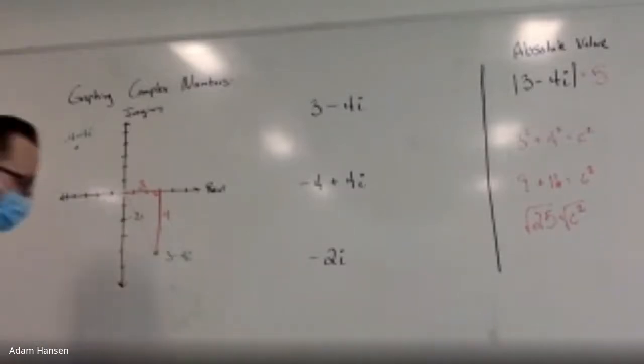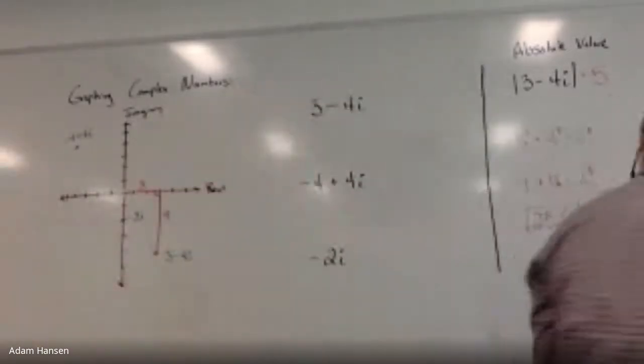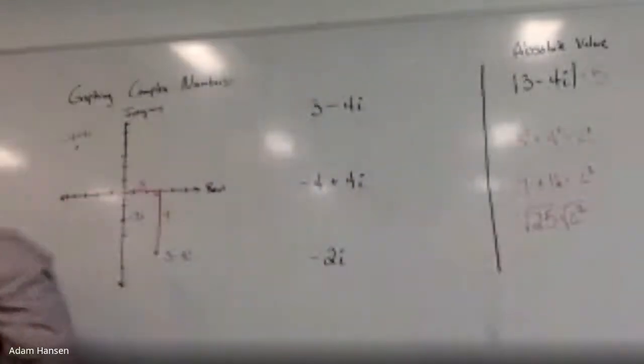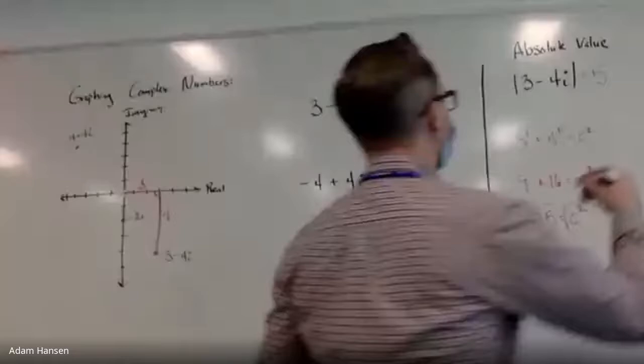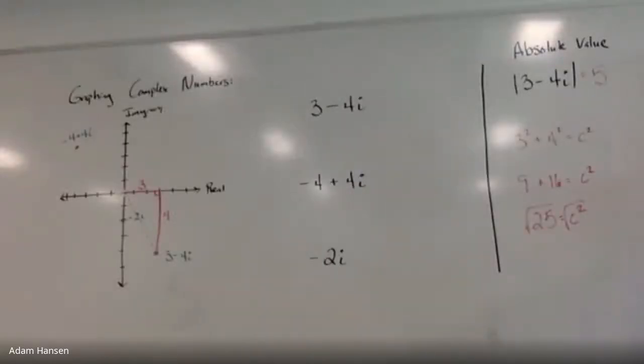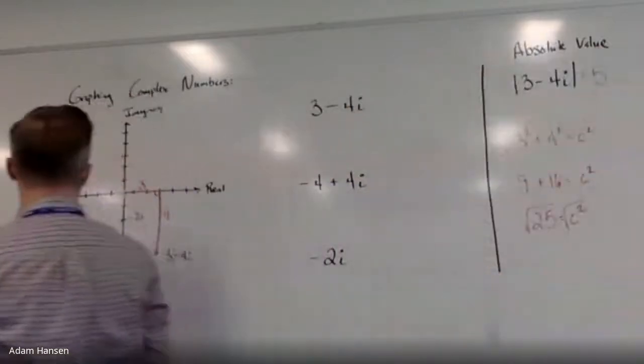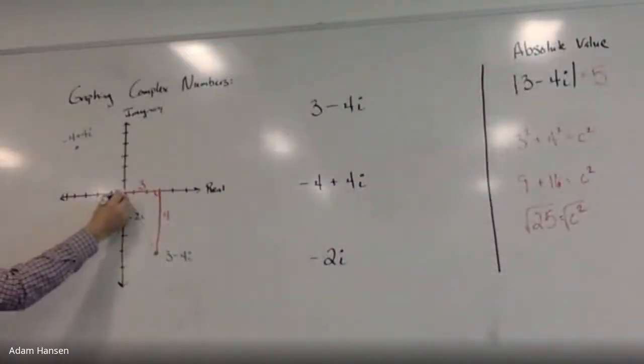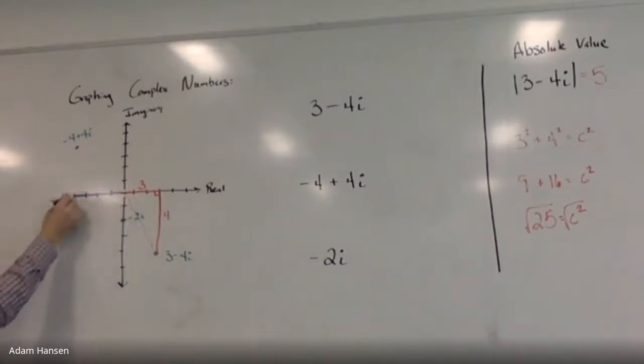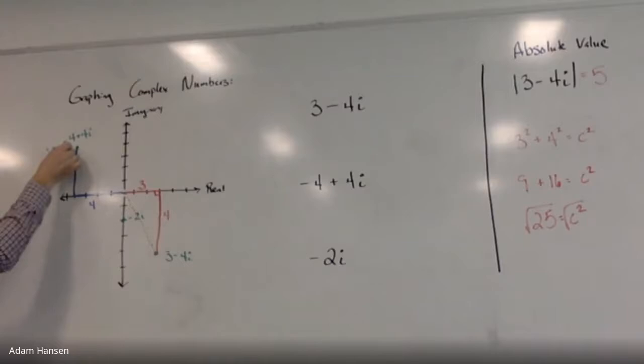Let's do one more. Let's do negative 4 plus 4i. What is the absolute value? Well, let's just draw a right triangle. How far is it to the left from the origin? 4. We're going to move left 4. Distance is always positive. How about to the top? 4 again.